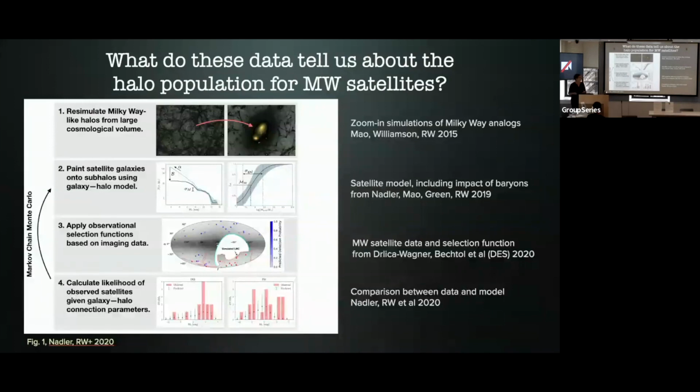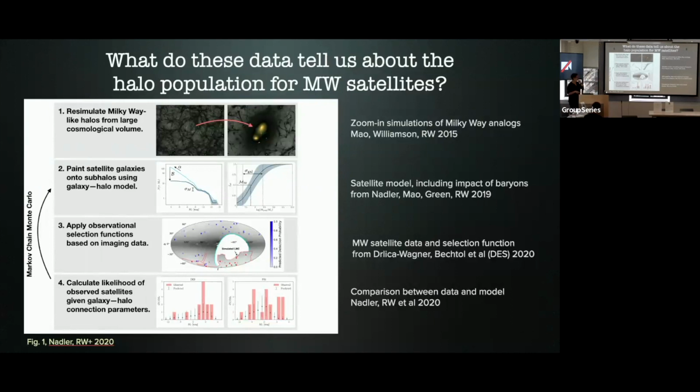So what I want to ask is, what do these data tell us about the halo population of the Milky Way satellites? And in order to do this, we basically take some realistic simulations of Milky Way-like galaxies. So these are simulations that are re-simulated from a large cosmological volume, and they're chosen to be Milky Way analogs. I'll say a little bit more about what that means in a minute. We then paint on galaxies using a statistical model for the connection between galaxies and dark matter halos. That model includes the impact of baryons from the disk as one of the modeling parameters, and includes scatter, several other things. We then observe those model halos just like the data is observed.